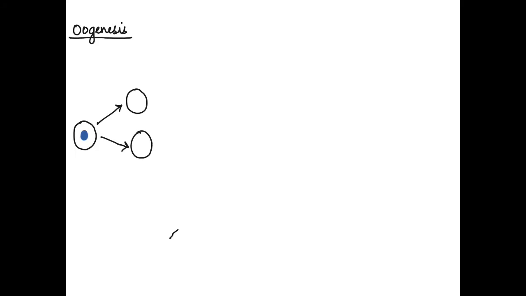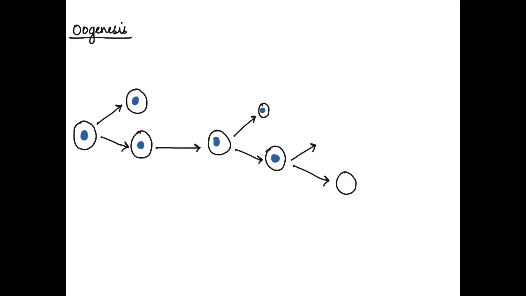Oogenesis is the process of formation of a haploid female gamete from a diploid cell. Here, the primary egg cell undergoes division and maturation to become a mature egg cell or the ovum. In this process, only one ovum is produced, and along with that, there are 3 polar bodies produced, unlike the process of spermatogenesis where there are 4 sperms produced.